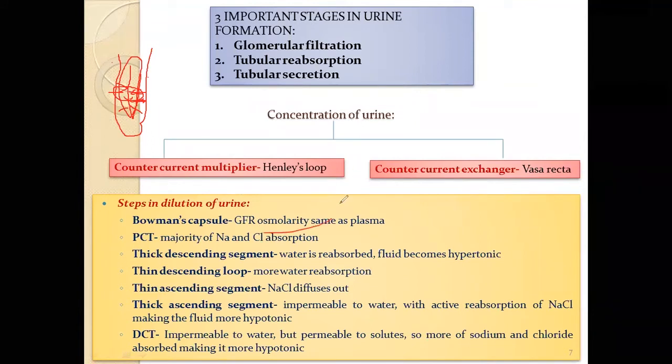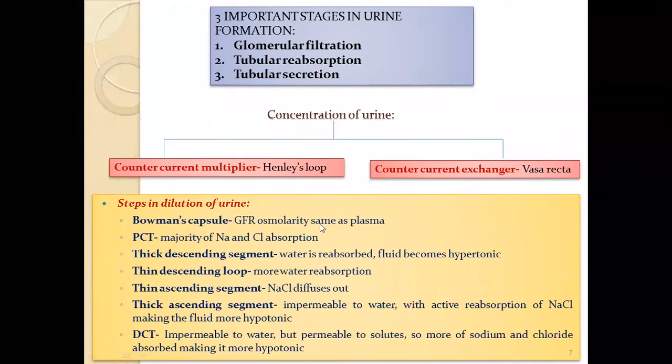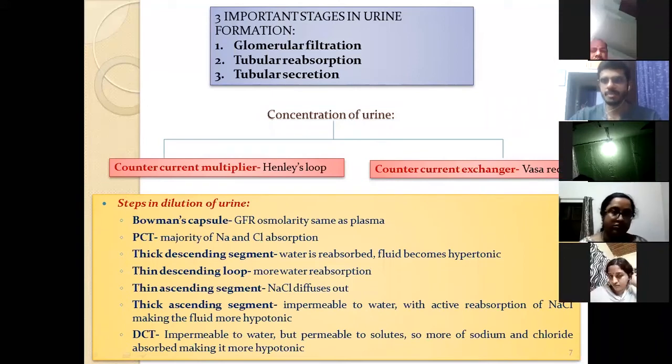Now certain components of the tubular part you have to remember. Bowman's capsule, the glomerular filtrate is the same as that of plasma. The osmolarity of the Bowman's capsule is same as that of the plasma. See, majority of sodium, chloride, glucose absorption takes place in the PCT. I told you, no? All the high threshold substances will be absorbed in the PCT. Important. This has been asked many times. They have asked it in different ways. They'll ask glucose is absorbed where? Then they have asked sodium is absorbed where? So all these high threshold substances will be taken up in the PCT.